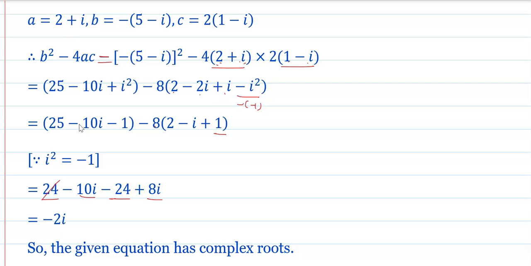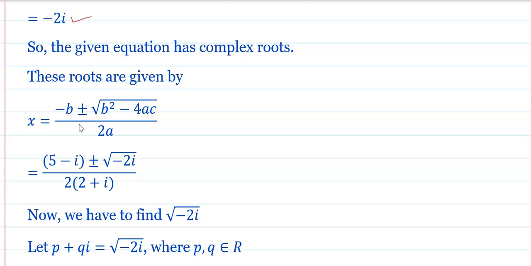Now look ahead: +24 − 24 get cancelled. −10i + 8i, you will get −2i. So the given equation has complex roots. These roots are again given by x = (−b ± √(b² − 4ac)) / 2a. The value of b is −(5 − i), and therefore this minus and minus that will become plus.